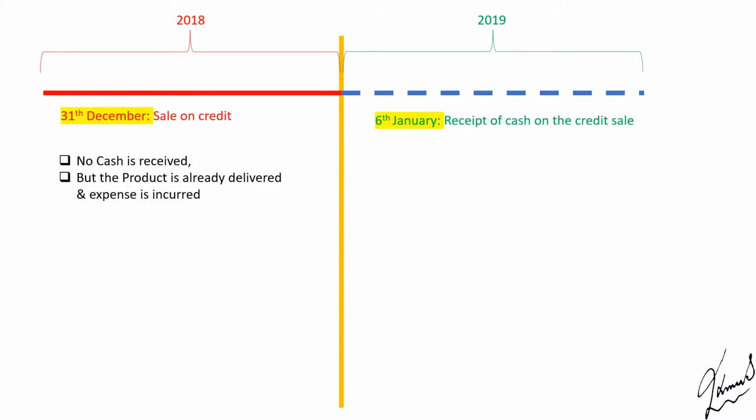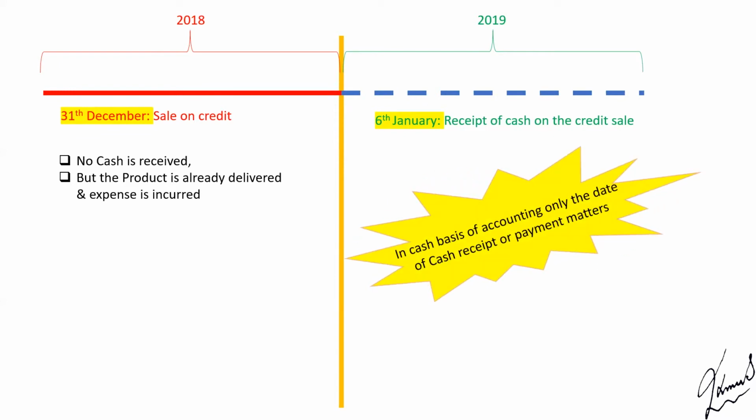Let's assume that all the information is the same. On 31st December we had the sales and 6th January we received the cash. Here, to answer the question, you need another piece of information. That is, in cash basis of accounting, only the date of cash received and payment matters. So earlier, the date of cash received and payment did not matter, but in cash basis of accounting, the only date that matters is the date in which we receive or pay cash. So here we received cash on 6th January and we are posting on the same date, that is 6th January.